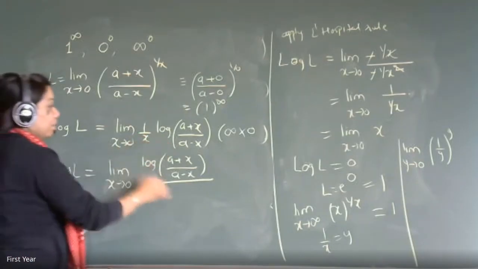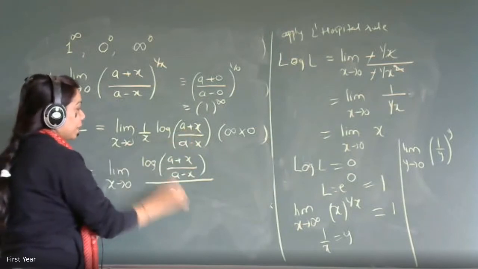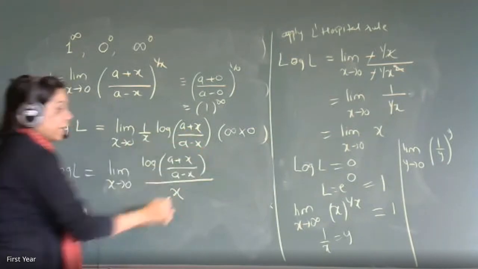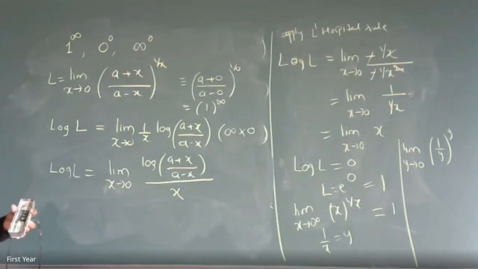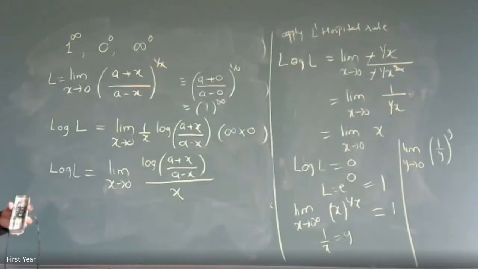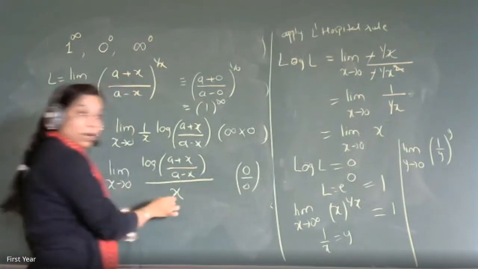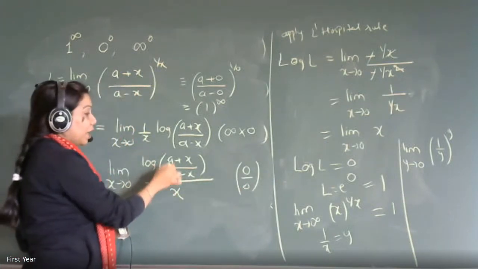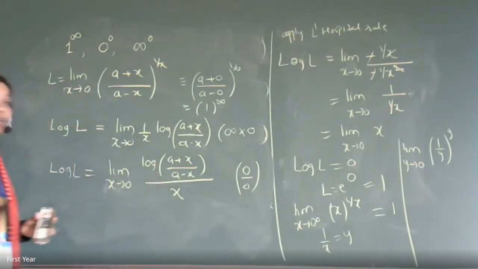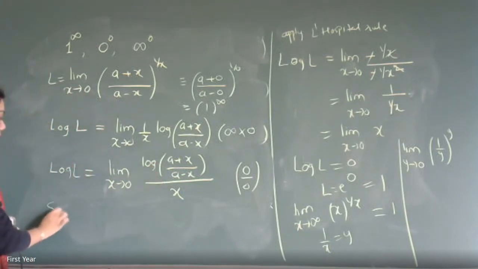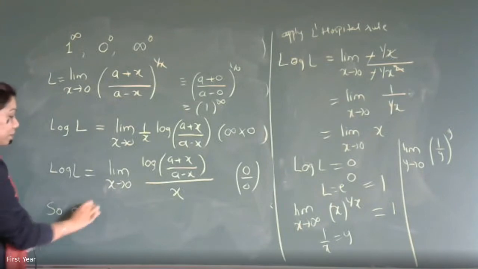Infinity by infinity or 0 by 0? Correct, very good. So log of (a plus x) upon (a minus x) will be written like this in the numerator, divided by x. It's 1 by x, not divided by x. So now it is in 0 by 0 form, because the denominator is 0 and the numerator is log of 1, which is also 0. So now you can apply the rule.